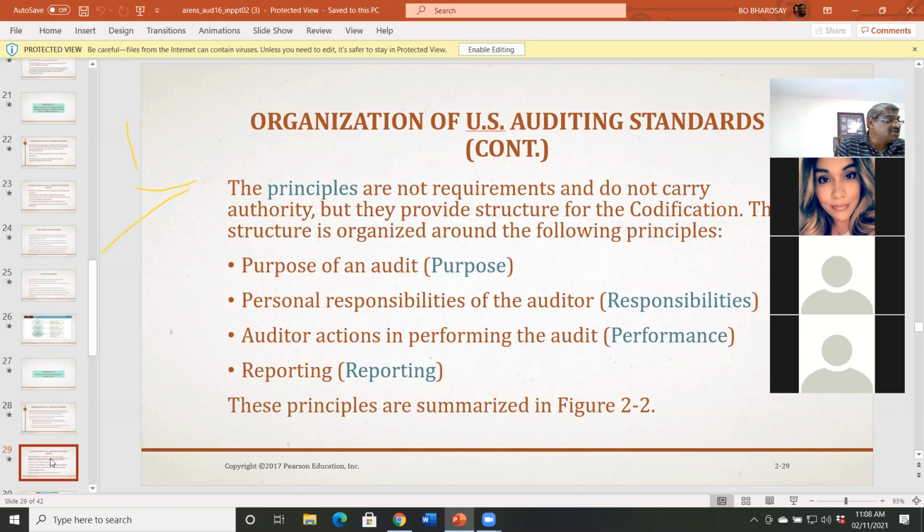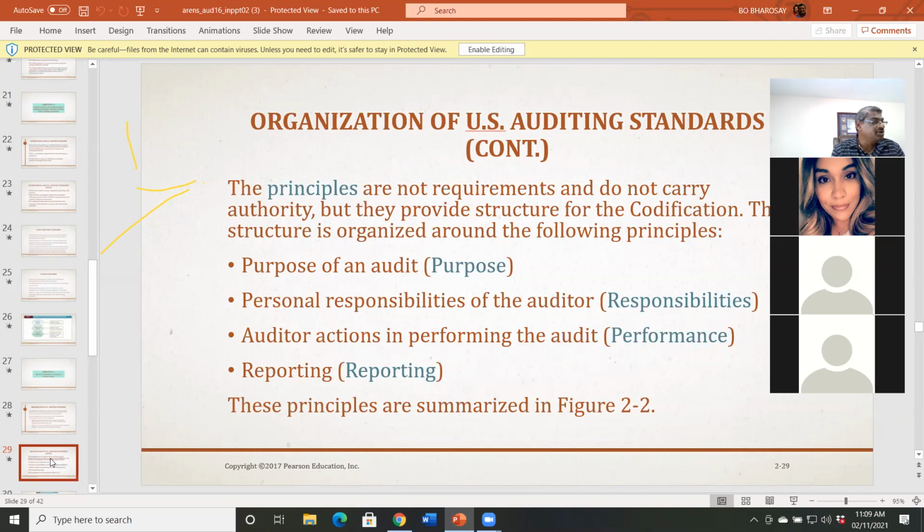the responsibility section: possess appropriate competence and capability, comply with ethical requirements, maintain professional skepticism. The responsibility section deals with the qualities of the auditors, or in the old rules, what they called the general standards that I mentioned. Performance deals with actions to be performed.